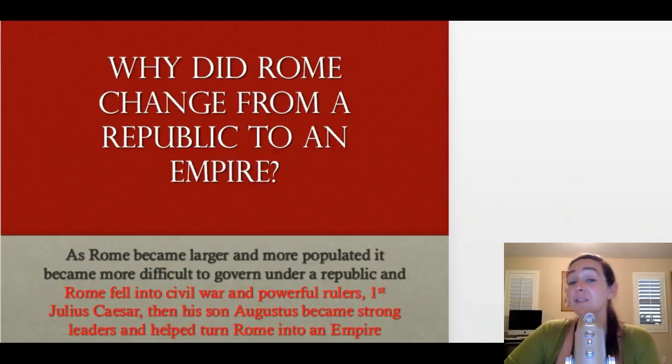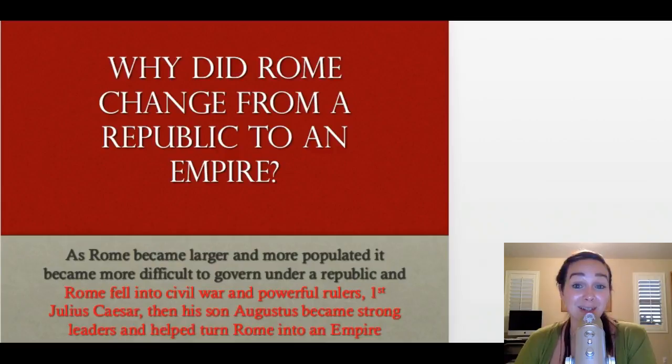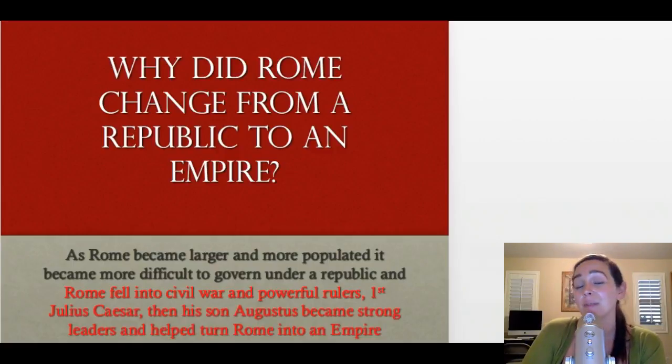Why did Rome change from a republic to an empire? Okay, 3 steps, guys. 1, there's a civil war that breaks out and the Roman Republic is crumbling. 2, a powerful military leader comes in and saves the day, Julius Caesar, right? And he declares himself sole ruler of Rome, ending the Republic. Step 3, he never has time to declare himself emperor. That honor ends up ultimately going to his adopted son, Octavian, who changes his name to Augustus.